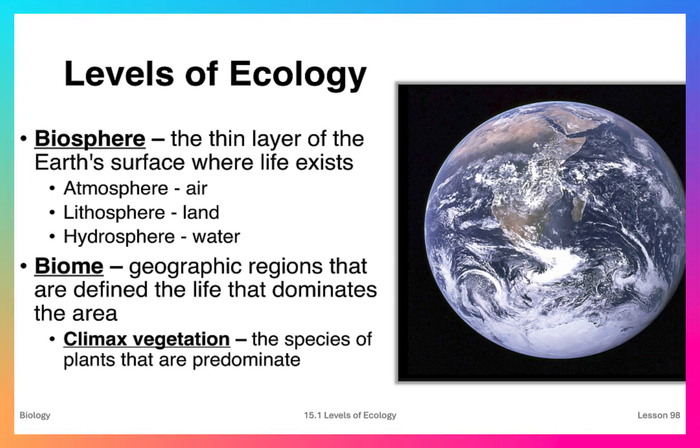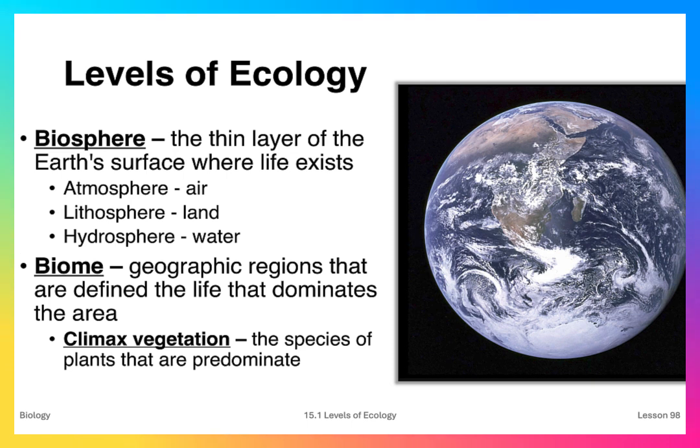Now, the biosphere can be divided up into 3 areas. The atmosphere, which is the air around the earth, the lithosphere, which is the land or the land masses, and the hydrosphere, which is water. And you probably know this, but somewhere around 65 to 70% of the biosphere is water. The rest is land.